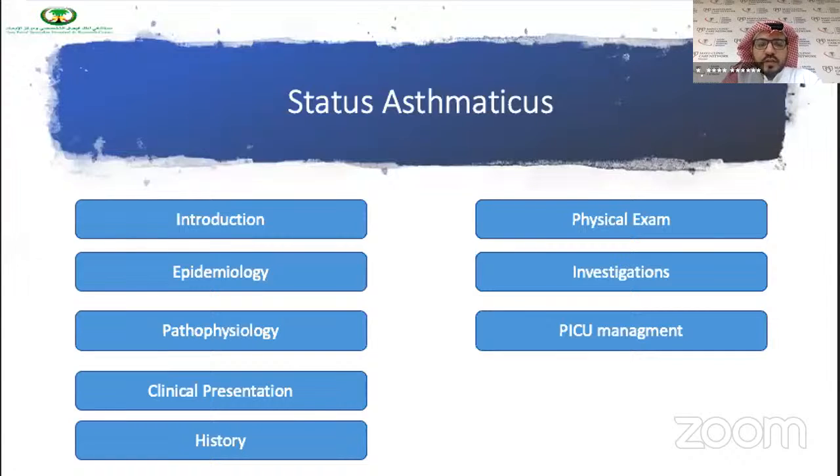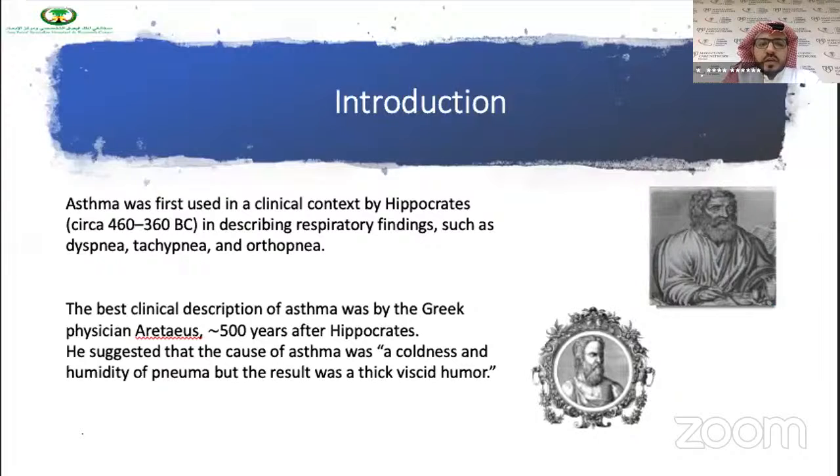agenda for the presentation today, we're going to talk briefly about some of the history of asthma, and then epidemiological data in the US and in Saudi Arabia. Then we'll talk about the pathophysiology, which we're going to spend a little time around, and then we'll go through the clinical presentation, history, physical examination, investigation, and quickly we'll review the PICU management.